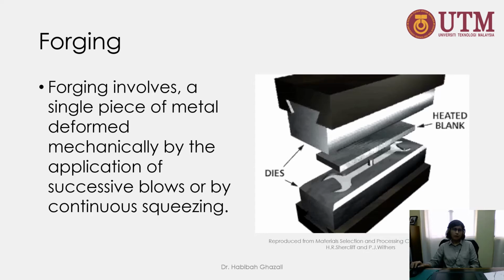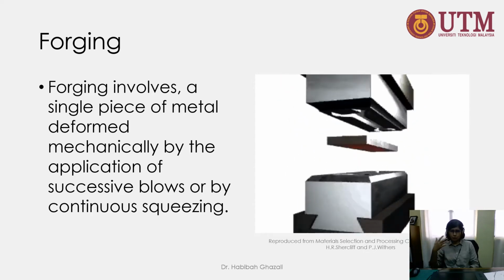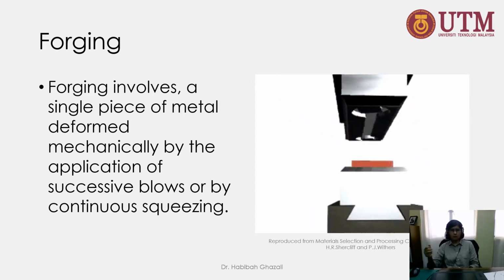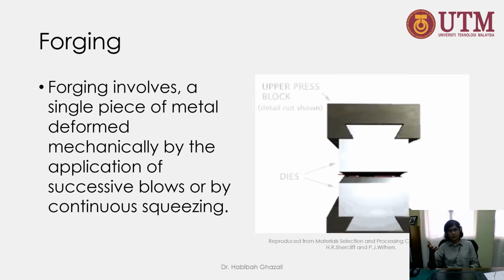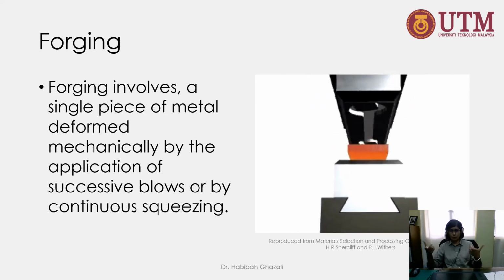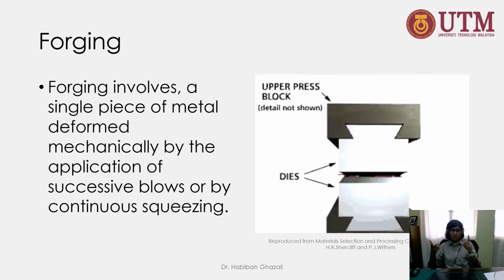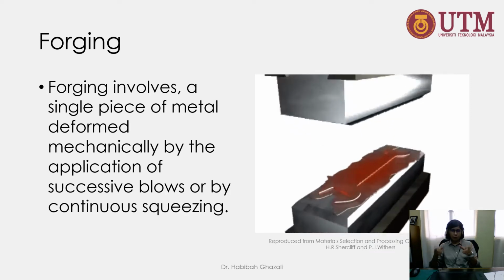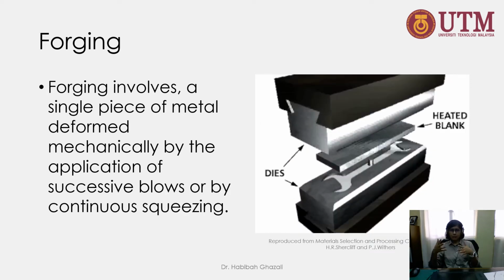And forging is another step of plastic deformation to change the shape of the material. As you can see here, this component is made from a semi-finished product, which is a strip of metal, and then it's being forged, which involves a single piece of metal deformed mechanically by application of successive blows or by continuous squeezing to its final product. Again, what's going to happen after this process is that the grain shape will change.